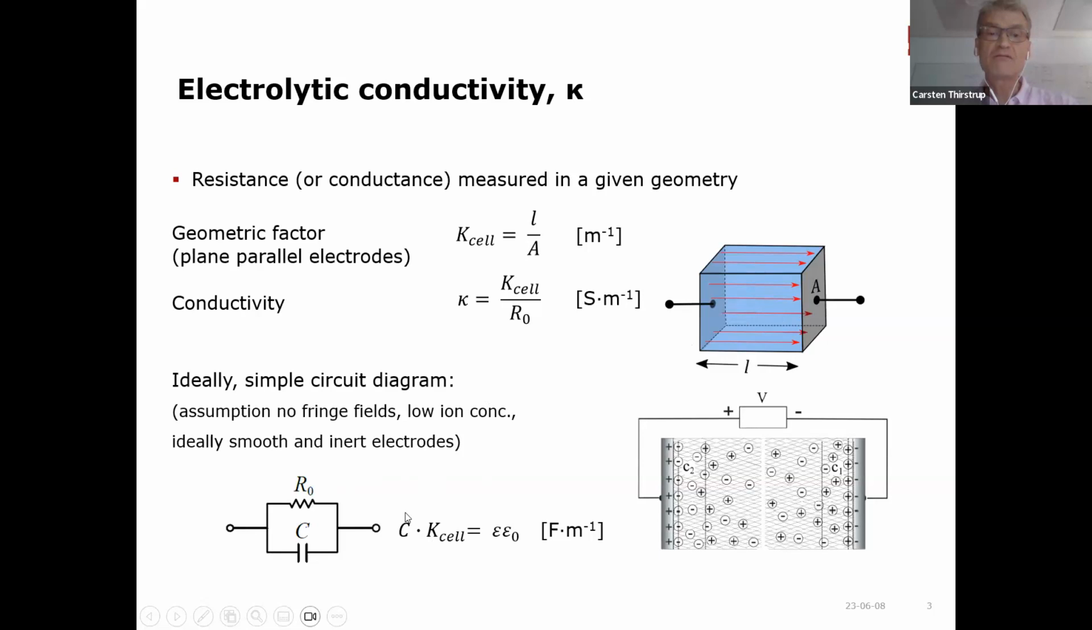The product of the capacitance and the cell constant is equal to the dielectric constant of the solution in between the electrodes. But with this simple geometry, we would have fringe fields, and that means that in this case we cannot determine the cell constant as the ratio between the length of the cell and the area of the electrodes.